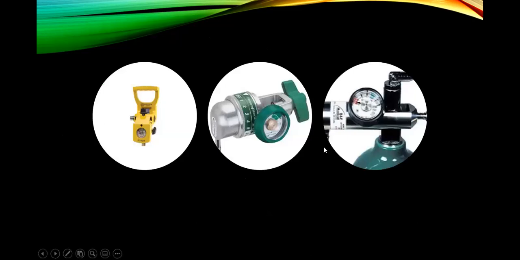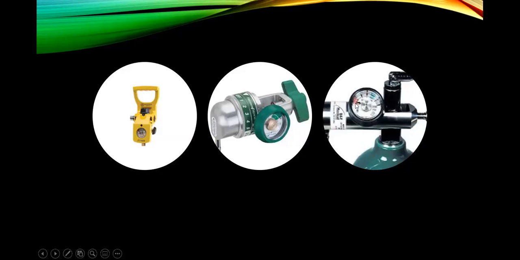This is just a couple pictures of some regulators. What is this gauge right here called? The gauge that's on these regulators is called the what kind of gauge? It's a pressure gauge, but what kind of pressure gauge? It measures the pressure, but reads the flow. What kind of gauge is this? Starts with a B. Bourdon. This is the Bourdon gauge, right?